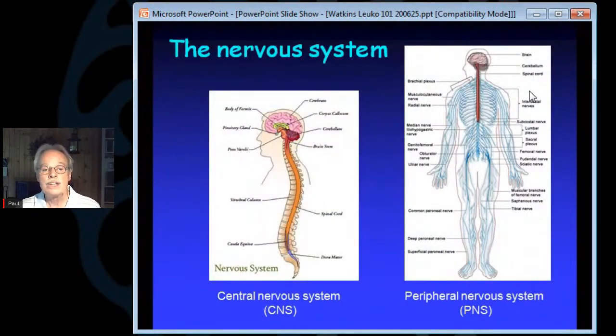So, the brain and the nervous system. These are cartoons of, on the left, the central nervous system, and on the right, the peripheral nervous system. By the central nervous system, we mean the brain and the spinal cord. Whereas by the peripheral nervous system, we mean all the nerves that come out of the spinal cord and go to your hands and feet and all your muscles, go to all your internal organs, and control all your movements and bodily functions.